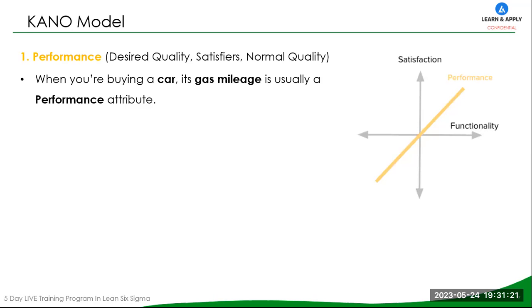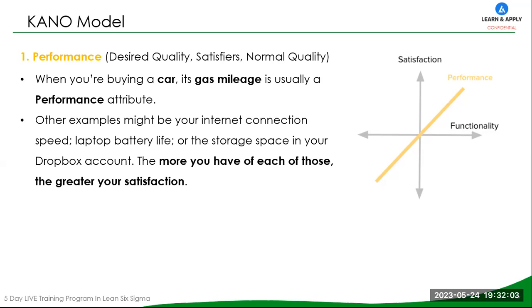The first characteristic of this Kano model is the performance. Now, what is this performance? If you see, they are behaving like this. On the y-axis we have the satisfaction, on the x-axis we have the functionality. And the product characteristics which are performance have a trend like this. Now what is the meaning of that? When you are buying a car, its gas mileage is usually a performance attribute. If you are going to select a car, we ask what its gas mileage is. If it has more gas mileage, you will be happier. So this performance characteristic is like that.